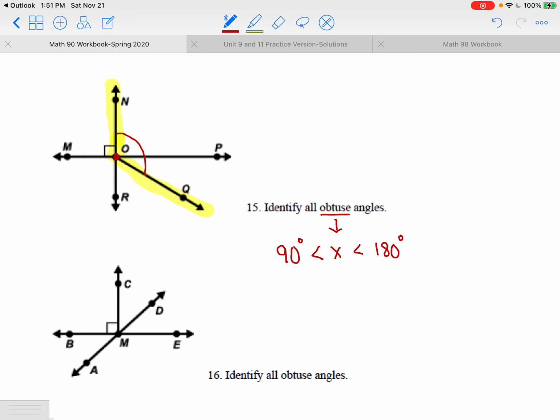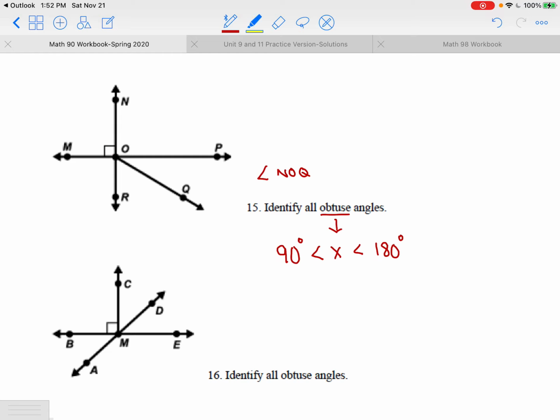So we know that angle NOQ, or you could have called it angle QON if you wanted to, that would be all right. So that definitely is an obtuse angle. Okay, and let's get rid of that notation. So we've got that one. Let's see if we can find another one. Okay, well, we know this would not work, this angle right here, because we see that's 90 degrees. So that's not going to work.